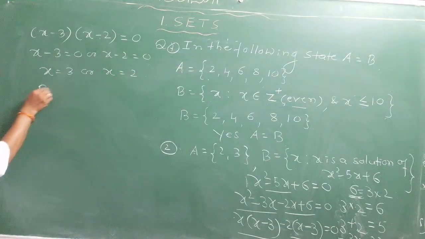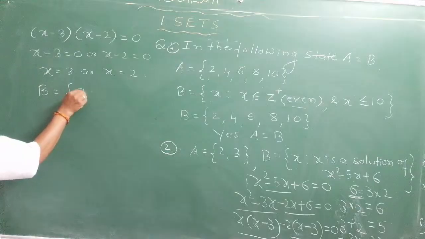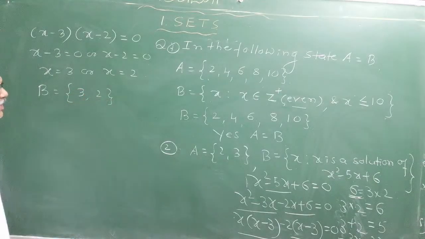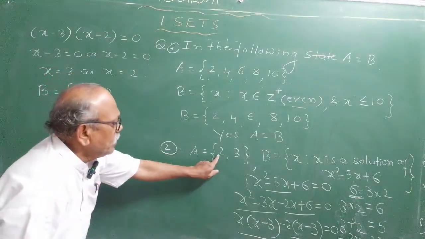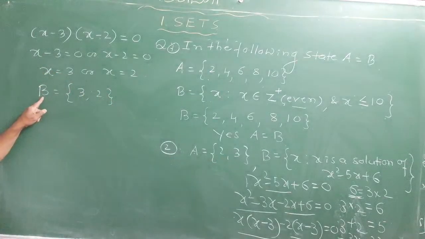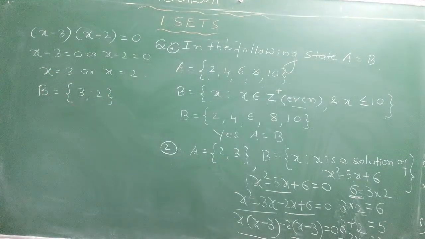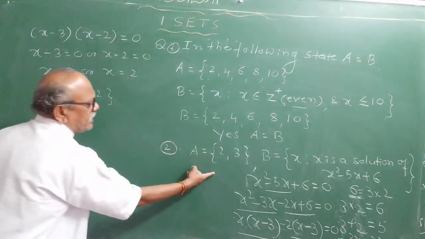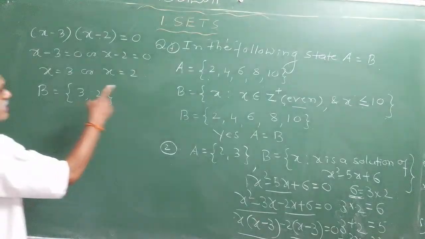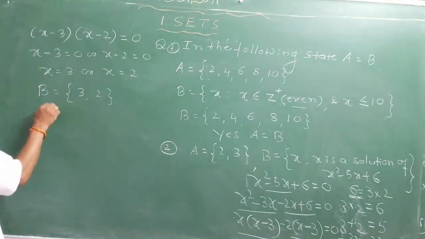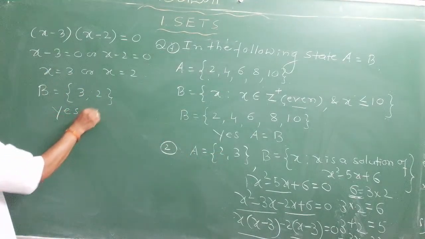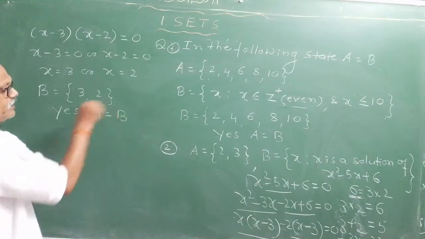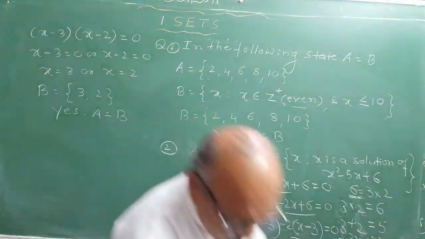Therefore, set B can be written as 3, 2. Observe. What are the elements present in A? 2, 3. What are the elements present in B? 3, 2. All elements of A are present in B. All elements of B are present in A. 2 is here, 2 is here. 3 is here, 3 is here. Therefore, your answer is yes. A is equal to B. Like this, you have to solve the problems.